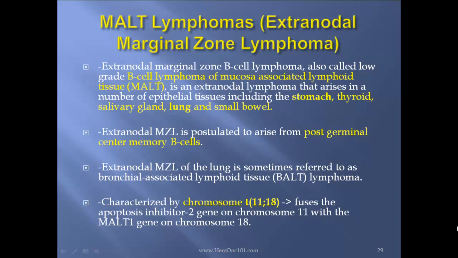Extranodal marginal zone B-cell lymphoma, also called low-grade B-cell lymphoma of mucosa-associated lymphoid tissue, MALT, is an extranodal lymphoma that arises in a number of epithelial tissues, including stomach, thyroid, salivary gland, lung, and small bowel. Extranodal marginal zone is postulated to arise from post-germinal center memory B cells. The extranodal marginal zone of the lung is sometimes referred to as bronchial-associated lymphoid tissue lymphoma. It's characterized by chromosome translocation 11-18, which fuses the apoptosis inhibitor 2 gene on chromosome 11 with the MALT1 gene on chromosome 18.